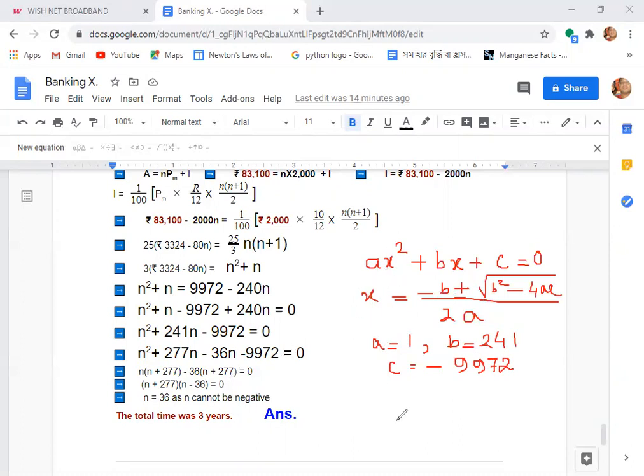Here it is in n. So n we get as two values. One will come to minus 277, and another one is plus 36. N is what? Number of transactions. So the number of transactions cannot be negative, and that's why n becomes 36. 36 months. So n is 36, as n cannot be negative, so 36 months means 3 years.